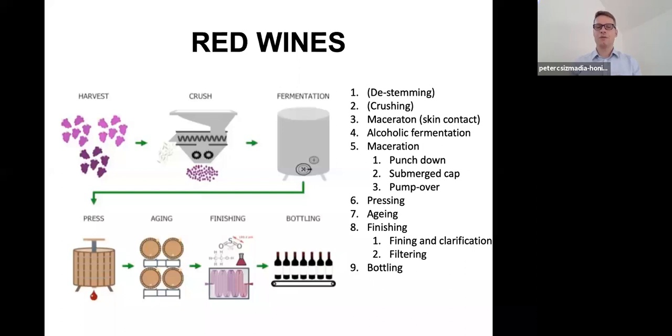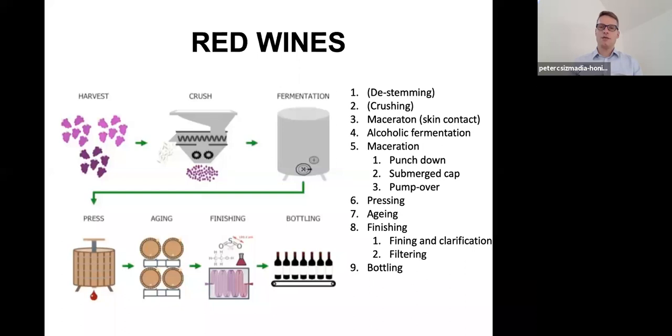And then we come to aging. It's very likely that red wines will receive some sort of aging, either because you will want to introduce some flavor materials through barrel aging, or because you will want to give time for the tannins to soften up, to mellow, and make it more approachable. We'll have a look at the finishing stage as well before we move on to bottling.